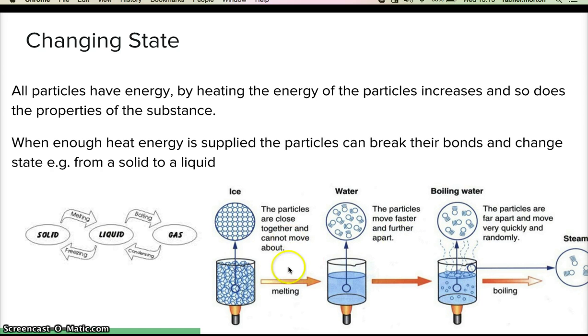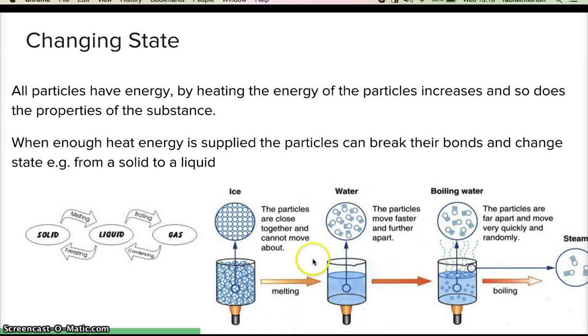So for different substances, there are different energy levels required for these changes to happen, and that's why things have different boiling points, different melting points. Okay, so looking over here, it's just important to know these key terms. So a solid changing to a liquid is melting, from a liquid to a gas is boiling, from a gas to a liquid is condensing, and from a liquid to a solid is called freezing.